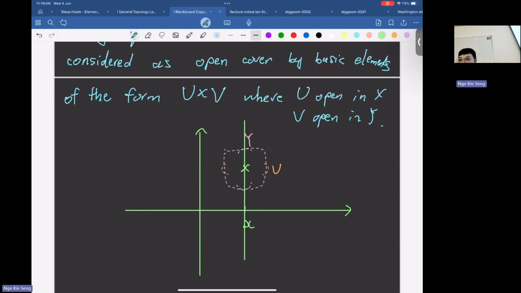S cross V. Yeah, sure. S cross V. Sorry, here is V. This one is V.